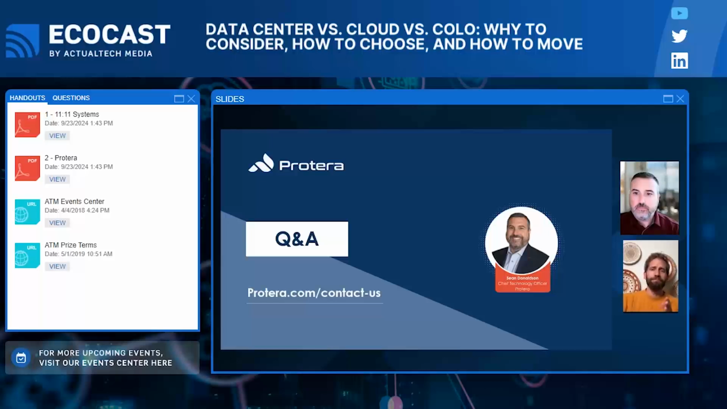Nice. Love hearing that. I've got a few questions here about workloads. The first one here is asking, does Proterra help customers decide what workloads should live where?